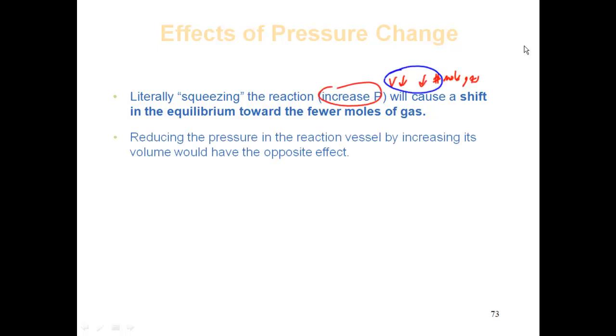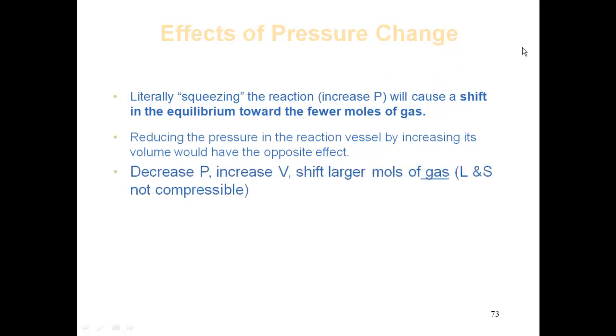Reducing the pressure, meaning the opposite effect, occurs by increasing the volume. So if I reduce the pressure, my volume will increase, and now the shift is toward the larger number of moles of gas. So a decrease in pressure, an increase in volume, is a shift toward the larger number of moles of gas. Remember, liquids and solids are incompressible, so they're not part of that expression.